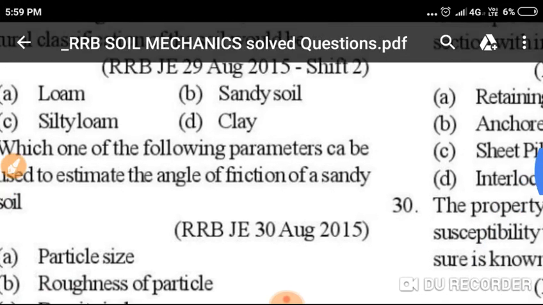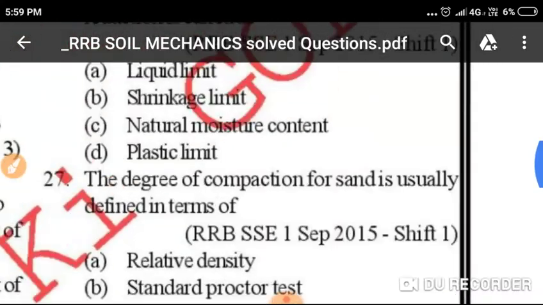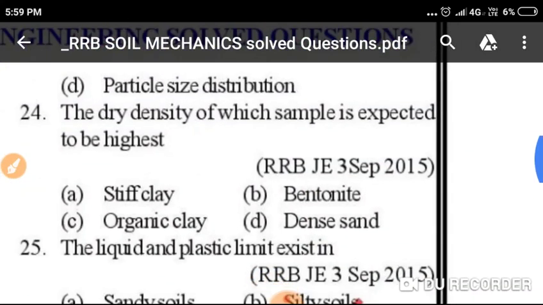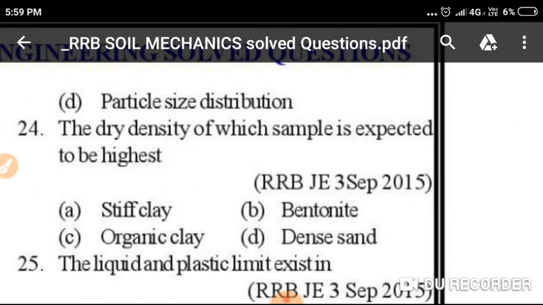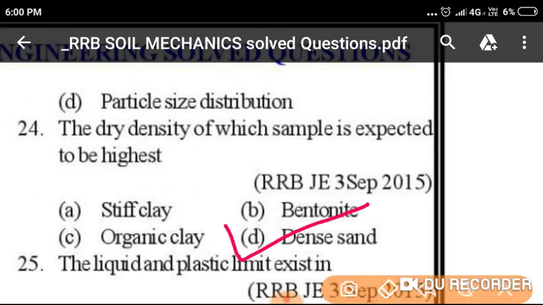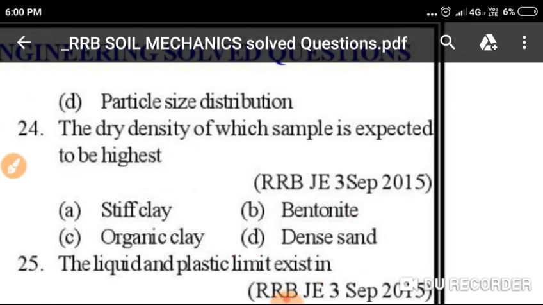Option C. Question number 24. The dry density of which sample is expected to be highest? So here the correct answer will be dense sand. The dry density of a dense sand is expected to be the highest among stiff clay, bentonite, and organic clay. So here the correct answer is option D.